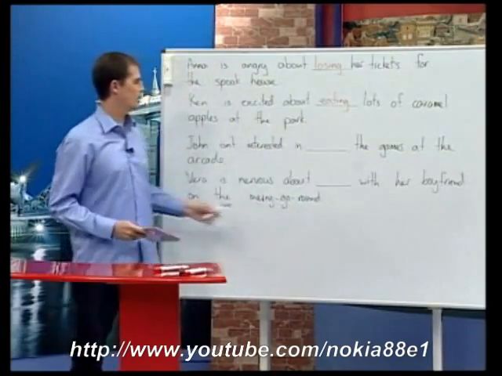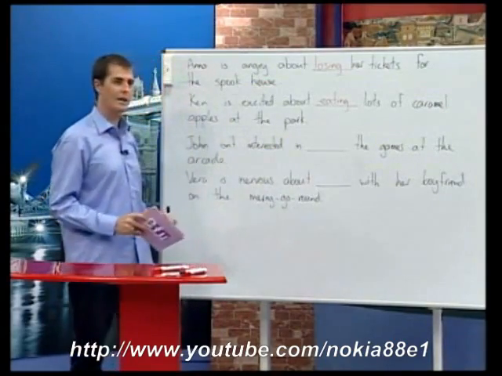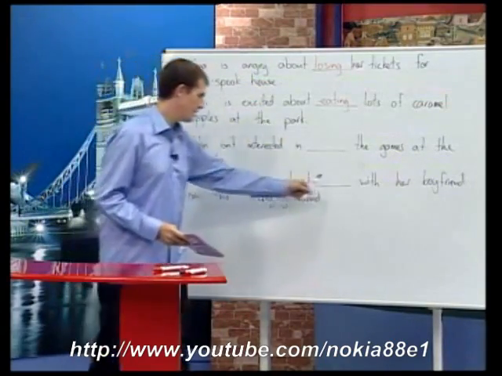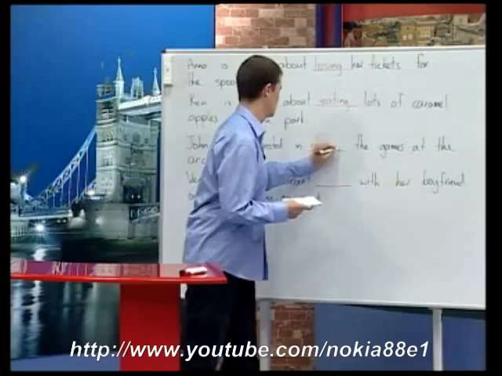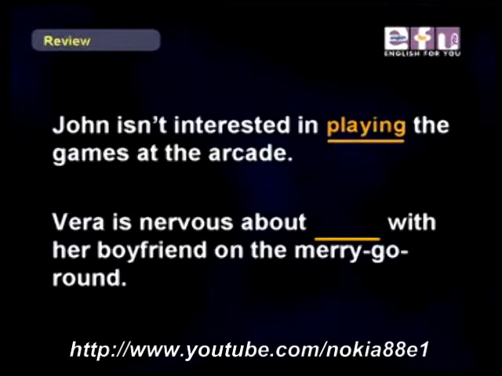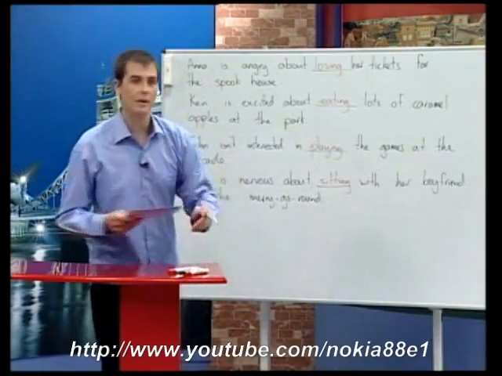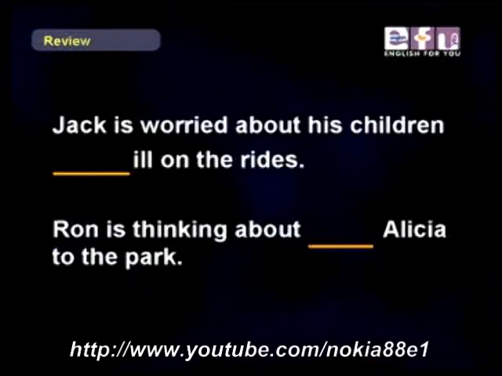John isn't interested in the games at the arcade, and Vera is nervous about something with her boyfriend on the merry-go-round. Okay. John isn't interested in playing the games at the arcade. Good. And Vera is nervous about sitting with her boyfriend. John isn't interested in playing the games at the arcade, and Vera is nervous about sitting with her boyfriend on the merry-go-round. Okay, Rosa, you're last, and I'll just get some space for you.